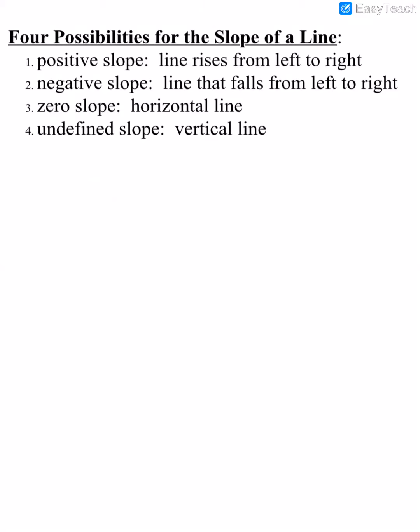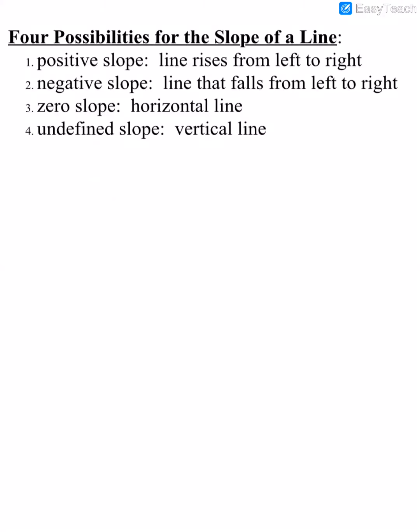Now, there are 4 possibilities for the slope of a line. A positive slope rises from left to right. A negative slope is a line that falls from left to right. A 0 slope would be a horizontal line, and an undefined slope would be a vertical line.